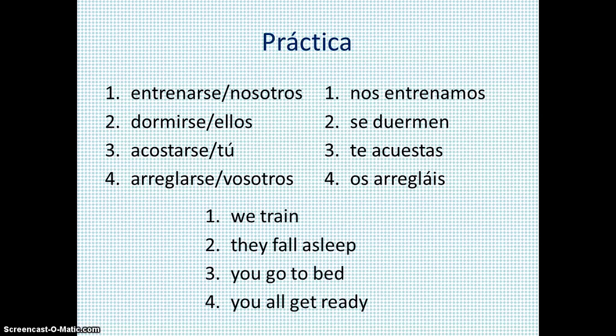All right, and then what do those mean in English? Nos entrenamos means we train. Se duermen means they fall asleep. Número 3, te acuestas, you go to bed. And number 4, os arregláis, you all get ready.